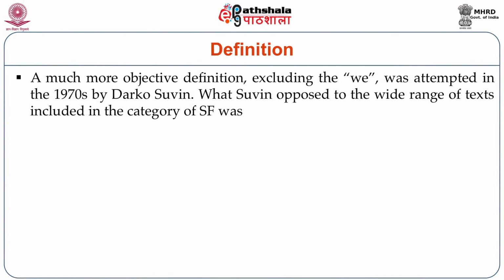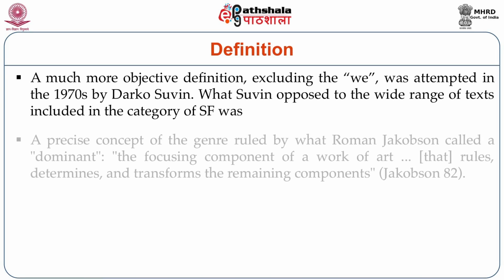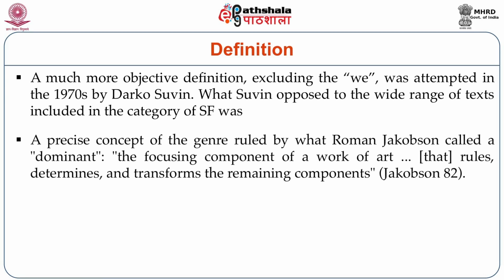A rather different and much more rigorous definition was attempted a long time back. In fact, this has been considered the classic academic definition by Darko Suvin, first in an essay in 1972 and eventually in his book The Metamorphosis of Science Fiction in 1979. He offered a precise concept of the genre ruled by what Roman Jakobson called a dominant. Jakobson argued that the focusing component of a work of art that rules, determines, and transforms the remaining components is what should be called a dominant.